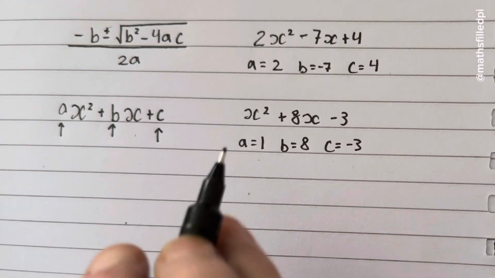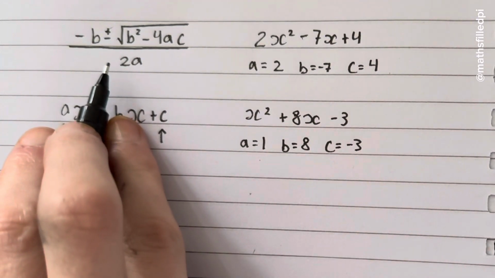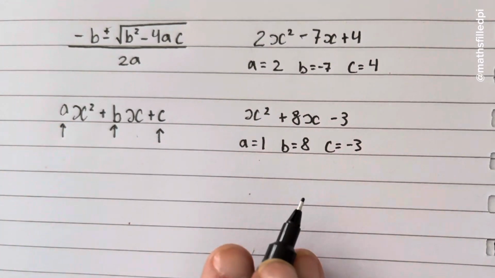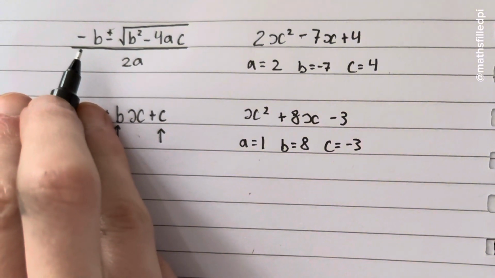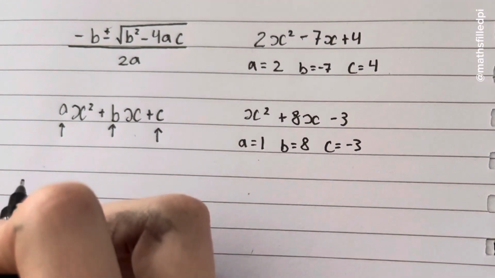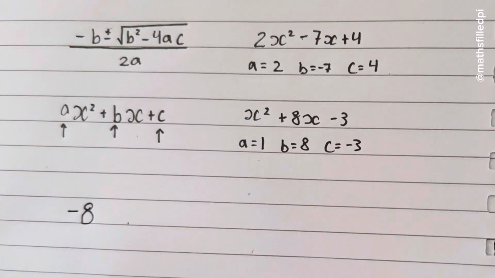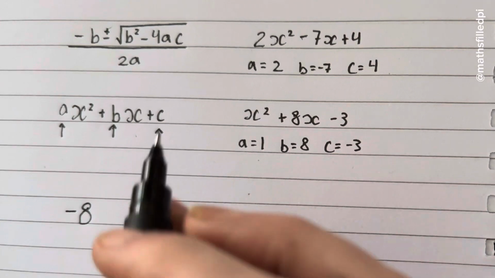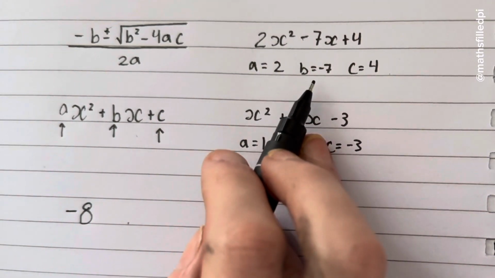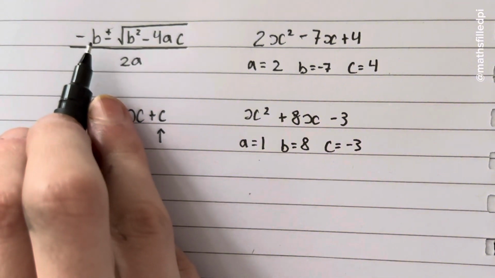Okay, we're going to use this example to put in the quadratic formula. So, as you can see, the start of it is minus b. So that means our 8, so we're going to write minus 8. Now, for example, if we were using the other one, it's minus 7, and minus minus 7 would just be 7.